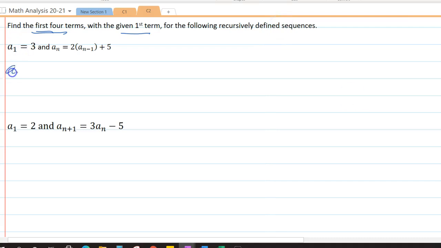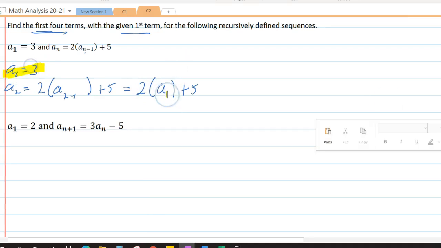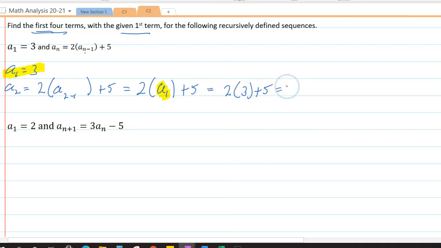So we already have a sub 1. A sub 1 is equal to 3. Now we need a sub 2, which is equal to 2 times a sub n minus 1, plus 5, where I put 2 for the n. Well, what is 2 minus 1? That's a sub 1 plus 5. 2 minus 1 is 1. Do I know what a sub 1 is? Yes, it's 3. So where I have a sub 1, I'm going to put a 3. What that gives me is 2 times 3 plus 5, which is 6 plus 5, which is 11.